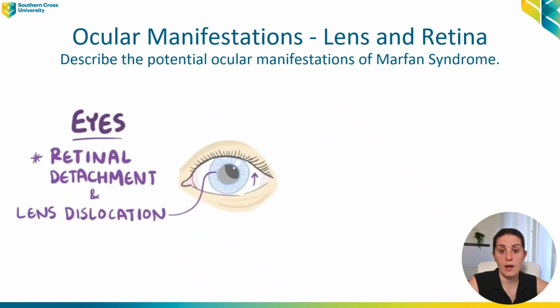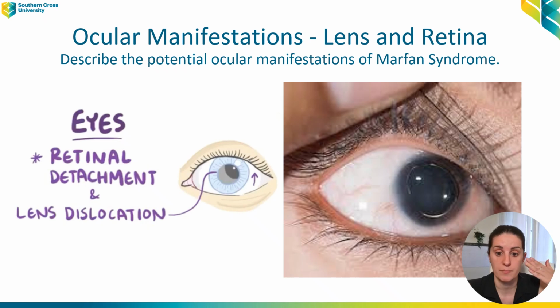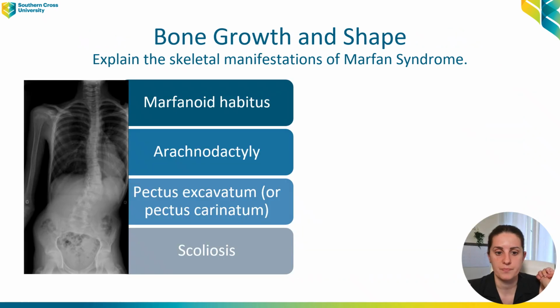So then, like with many connective tissue disorders, it doesn't just affect a couple of parts of the body. We have connective tissue everywhere, so it affects a number of systems, including the eyes. So you'll often see ocular manifestations, like I mentioned, of the retina and the lens, with retinal detachment and dislocation. So this was the image that I was warning you about.